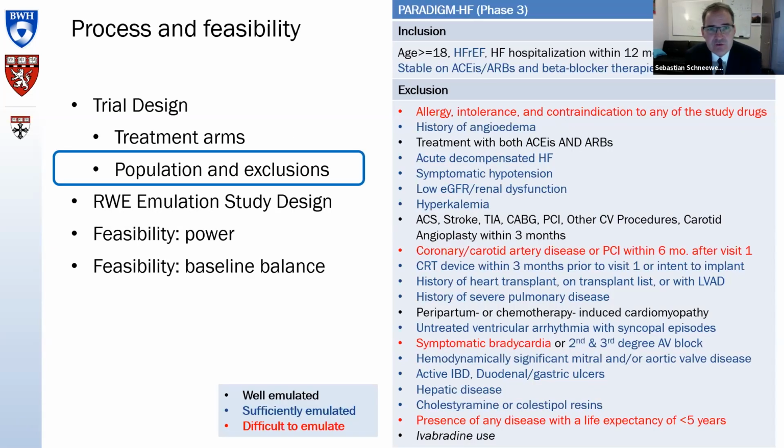The process and feasibility: as I mentioned already, we were trying to mimic the RCT population as closely as possible. On the right side, you see a typical document for this. These documents are all posted on clinicaltrials.gov, where you see the inclusion-exclusion criteria. In black, you see the criteria where we thought we can emulate them quite well. In dark blue, you see they're sufficiently emulated with the claims data. Maybe not perfectly, but we thought it's sufficient.